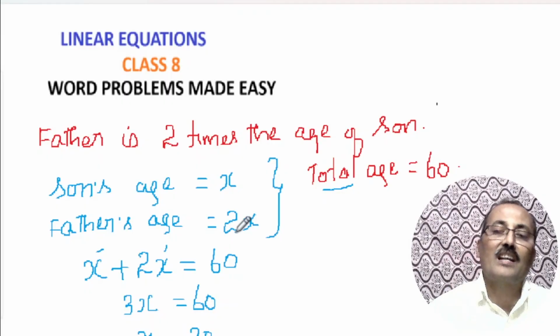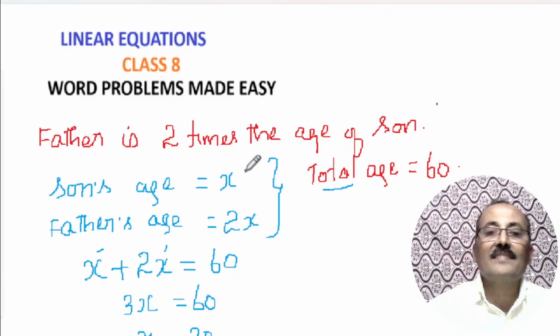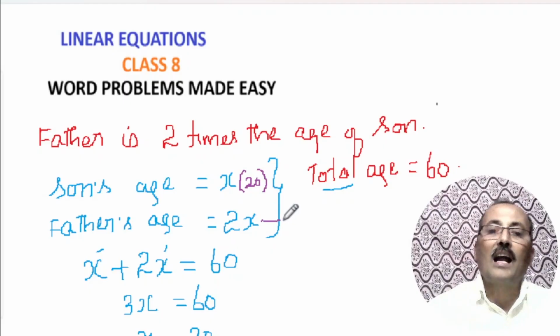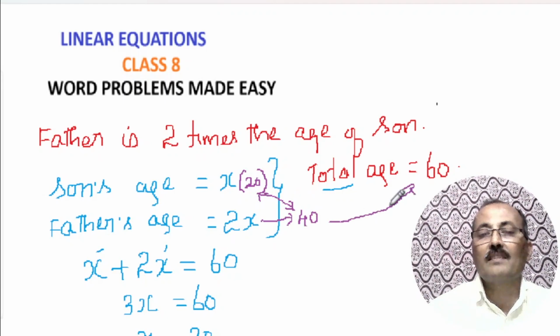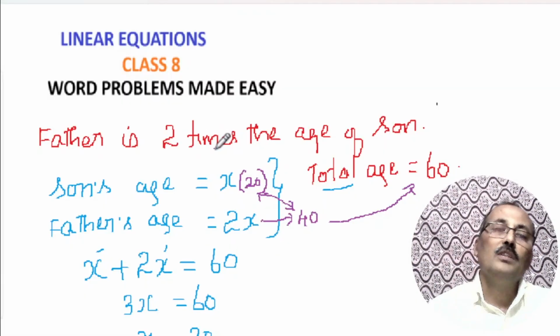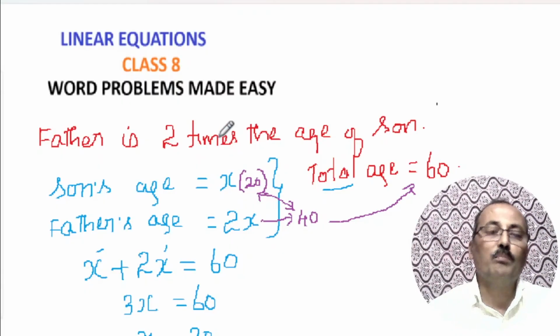That means the son's age is 20, this is only applicable in this case, and the father's age will become 40. 20 plus 40, totally it becomes 60. That's all in this sum. Every sum will have one unique answer. Only one answer will be there for this condition. If they give another condition, then there will be some other answer also.